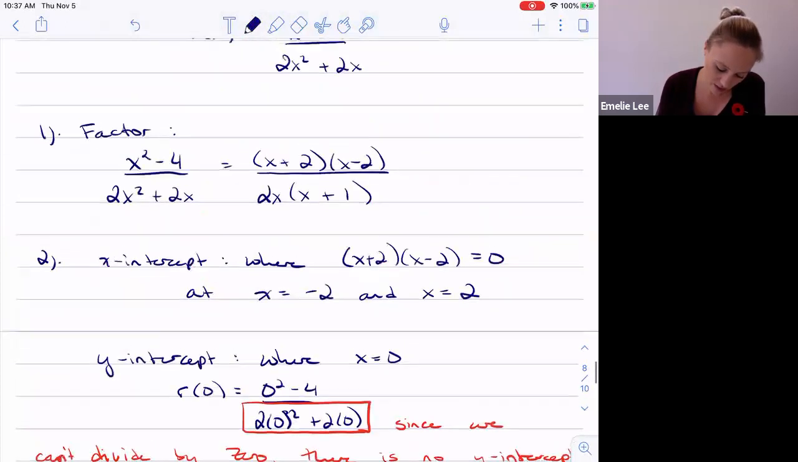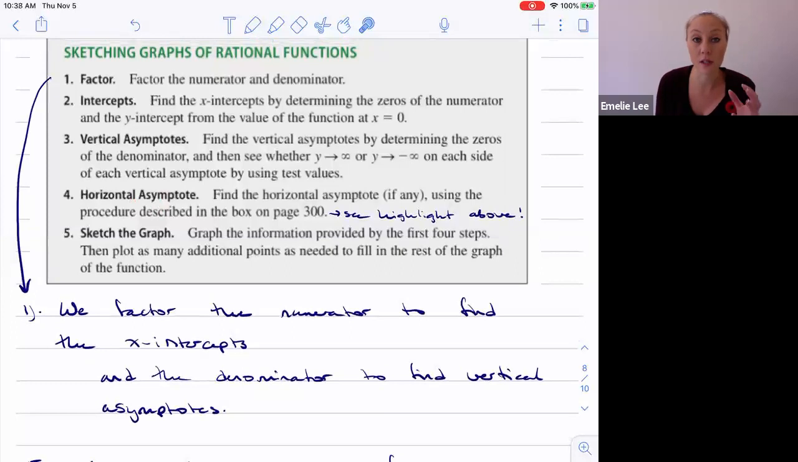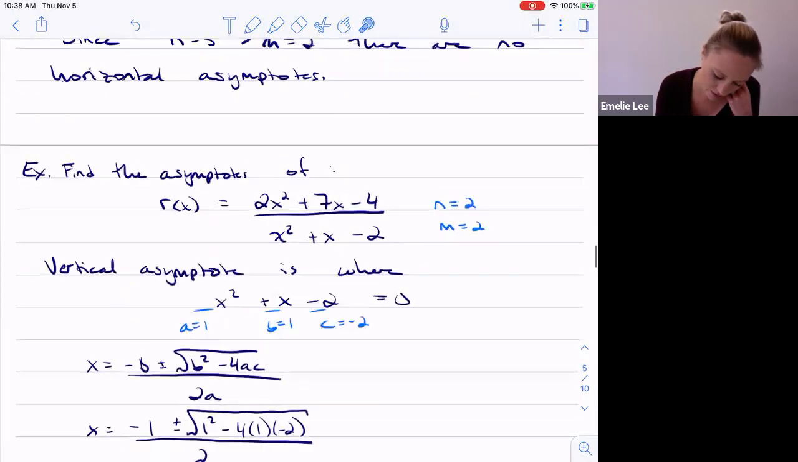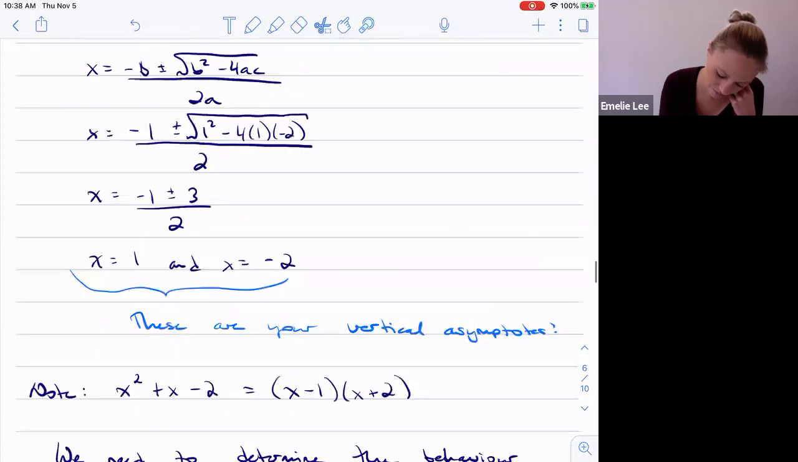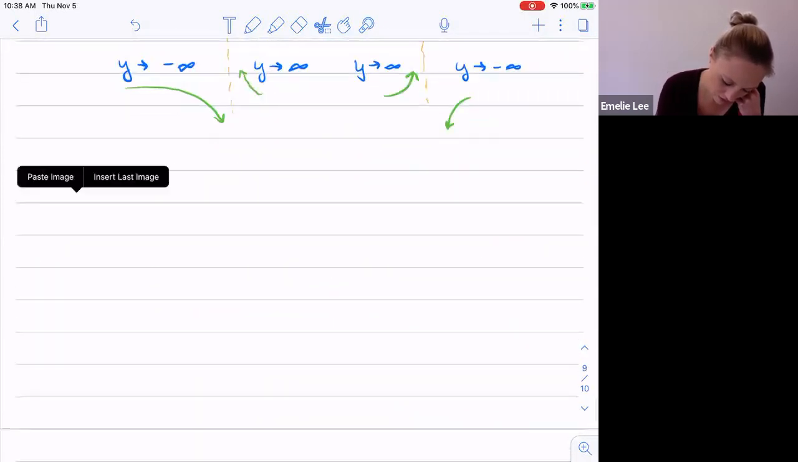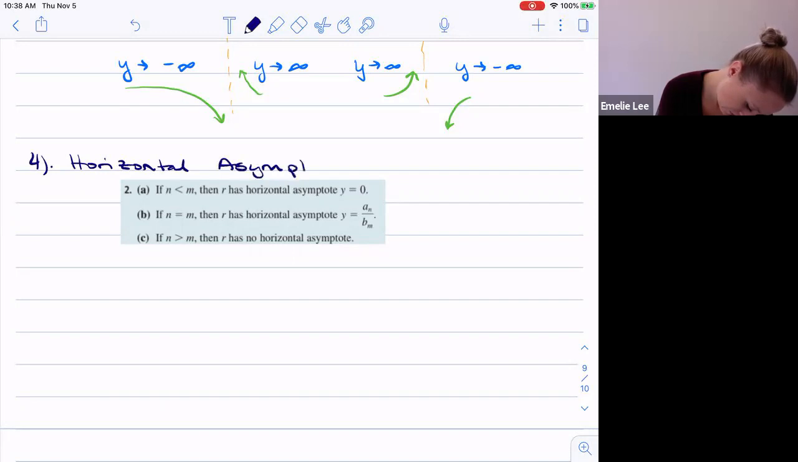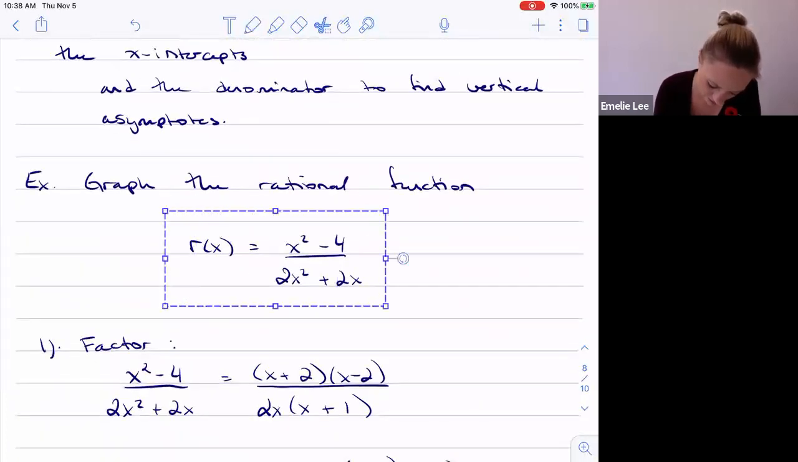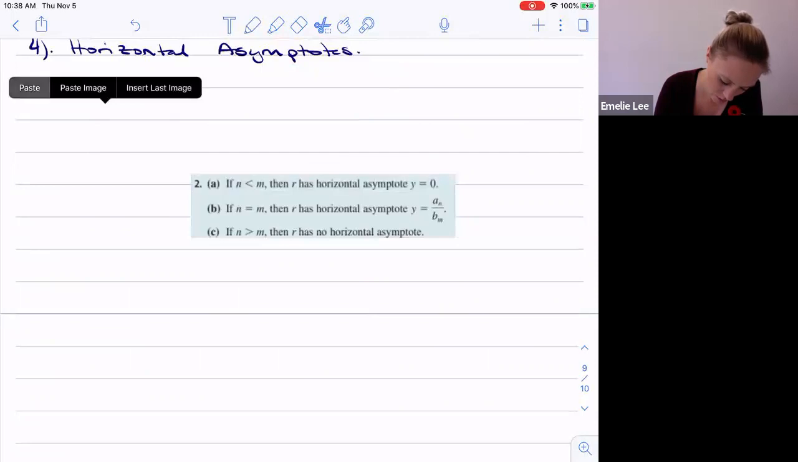Now we deal with the horizontal asymptotes. So step 4, the horizontal asymptotes. We have to look at the degree of the numerator and the degree of the denominator. Let's see here. I'm going to copy this. What was our original function here? Copy. Paste.